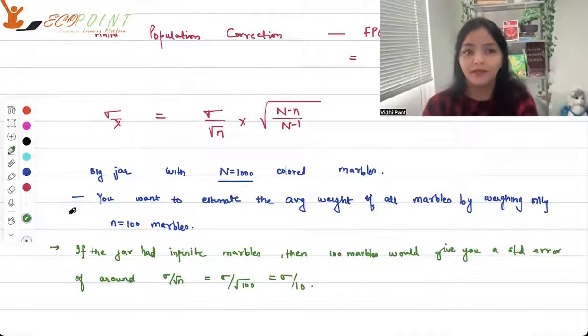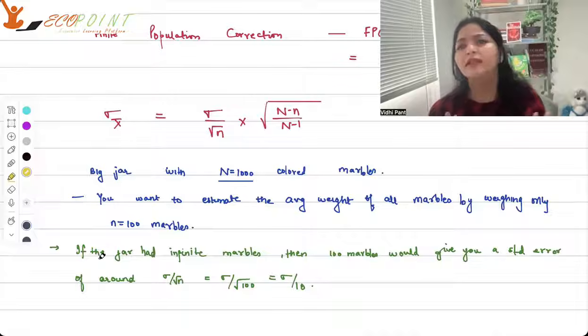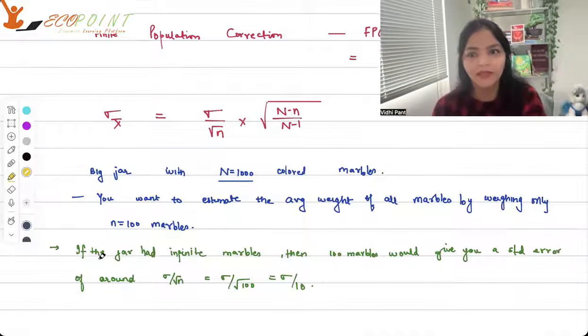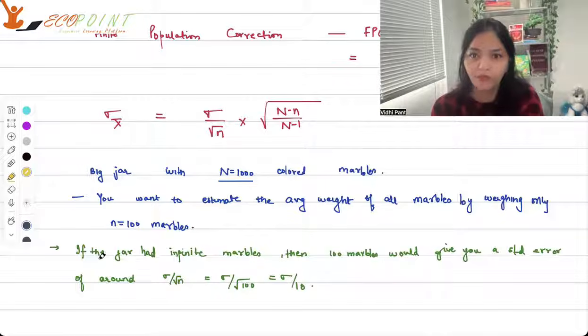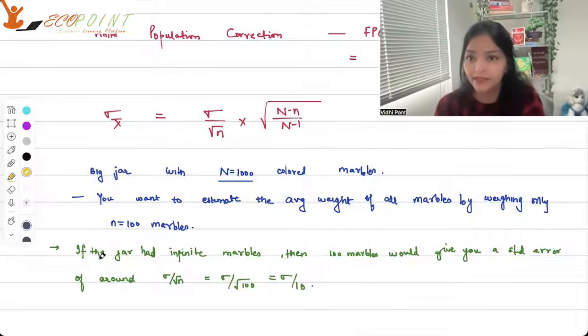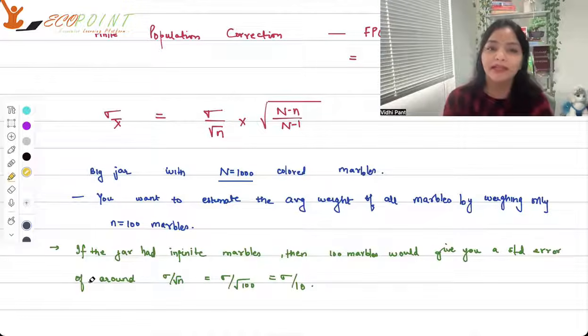Now, suppose the jar had infinite or millions of marbles in it, and you're just taking out 100 marbles and using the weight of those 100 marbles to understand the weight of all the marbles. Then there would be a standard error, an error in your estimation, and that would be sigma upon root n, that is sigma by 10.